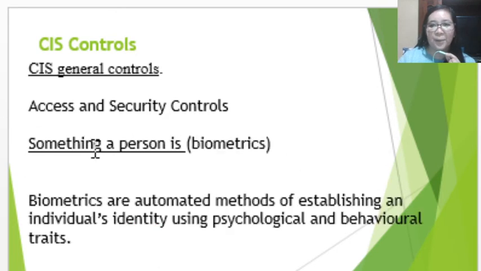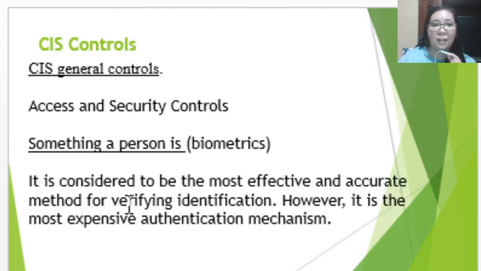The third is something a person is, or biometrics. Biometrics are automated methods of establishing an individual's identity. They can use physiological and behavioral traits. It is considered to be the most effective and accurate method for verifying identification because it is something that a person has or is. However, it is the most expensive authentication mechanism.